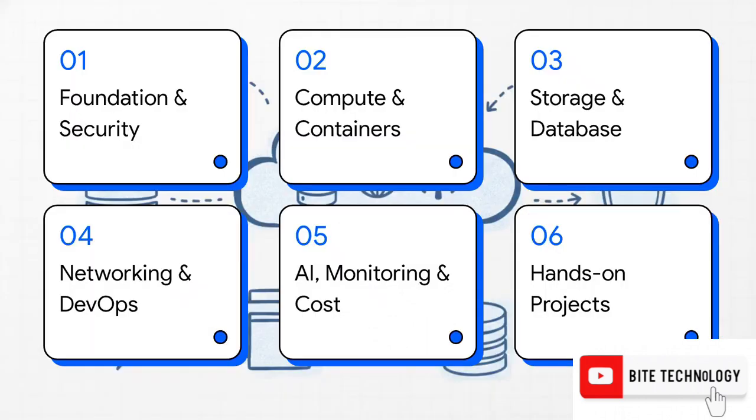I want you to think of your cloud infrastructure kind of like building a massive skyscraper. To do that, we're going to move logically through these 6 predictable buckets. We've got foundation and security, compute and container services, storage and database management, networking and DevOps, AI, monitoring and cost, and finally, some real-world hands-on projects.